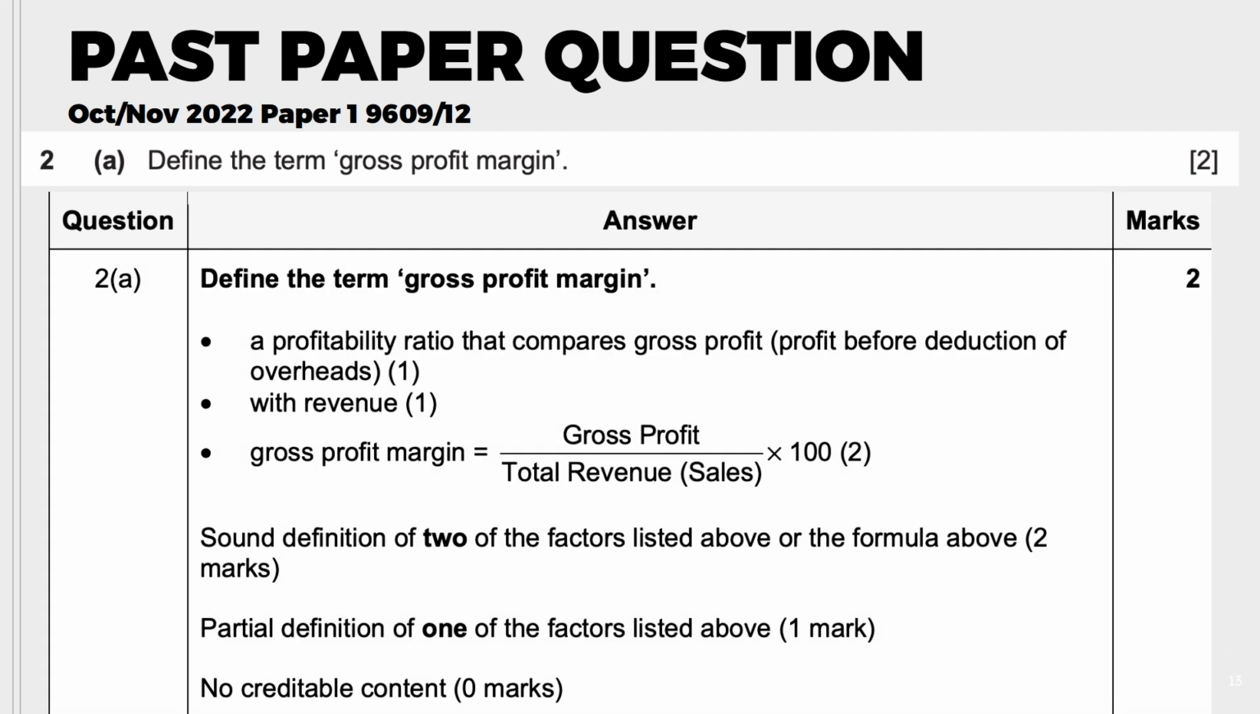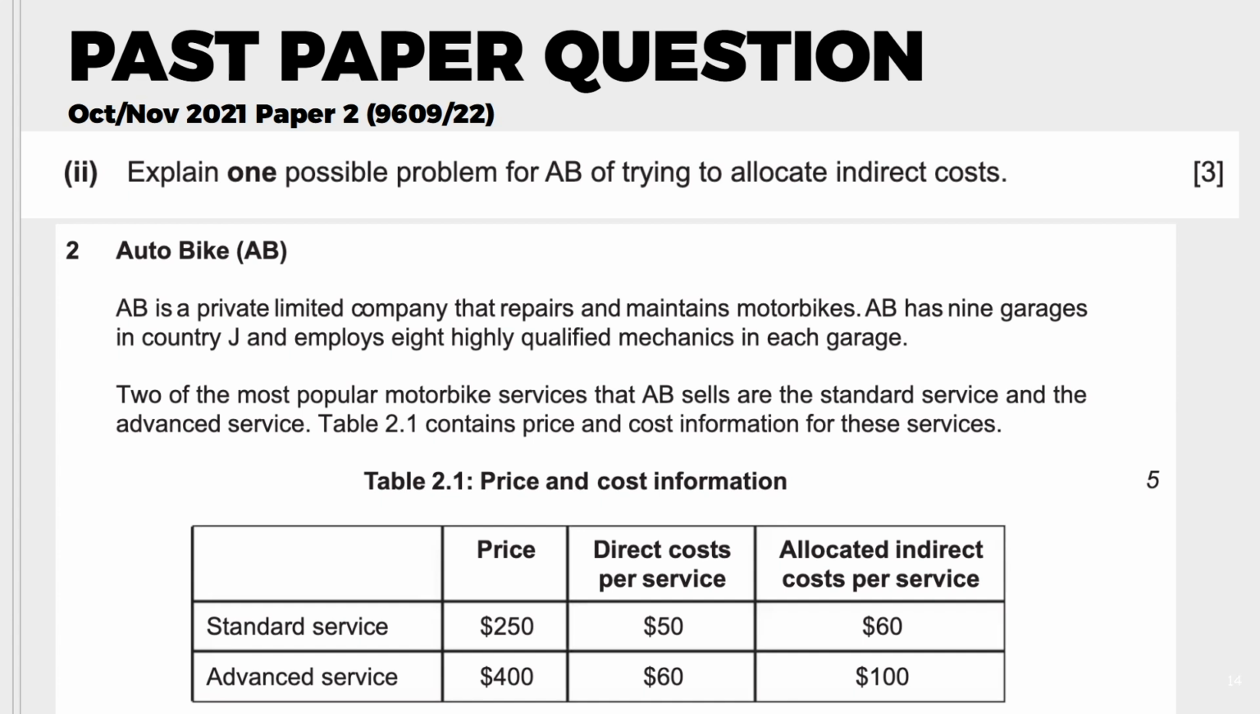So take a look at the answers in the mark scheme. A profitability ratio that compares gross profit, profit before deductions of overheads, with revenue. Or if you want to get full points, you could also just give the formula, gross profit over total revenue times 100. There you go. It's that simple. You don't need to write a whole paragraph and waste a bunch of your time and energy. That's not necessary.